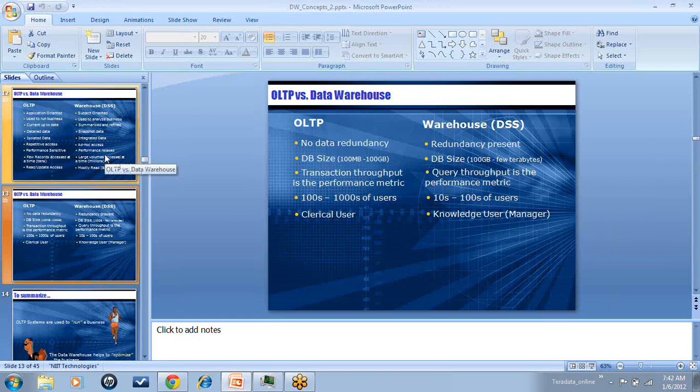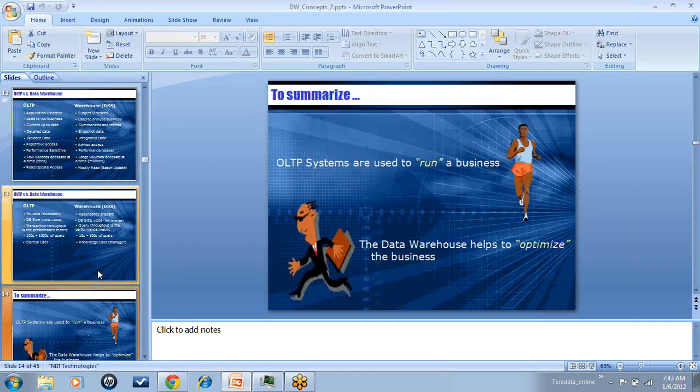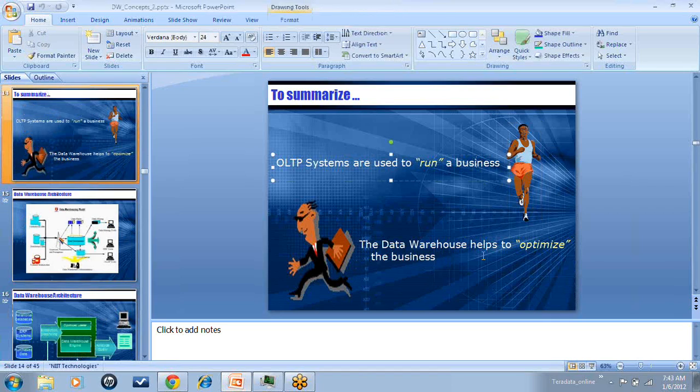You have to be in a position to answer what the difference is between OLTP systems and warehouse systems, the definition of the warehouse system, the definition of the operational system, what benefits we are going to get if I implement a data warehouse, and what the requirements of the business users are. To summarize, OLTP systems are used to run the business, and the data warehouse helps to optimize or improve the business. That is the basic functionality of operational systems and of warehousing systems.